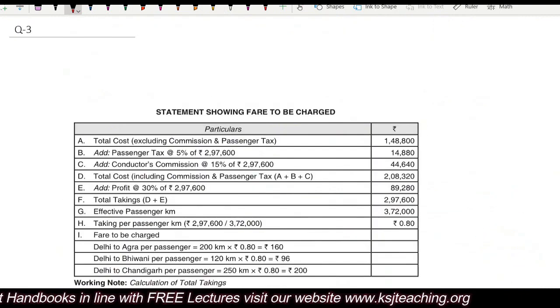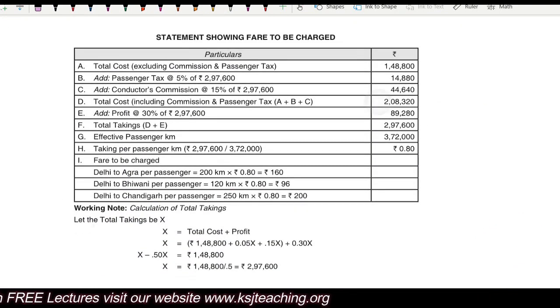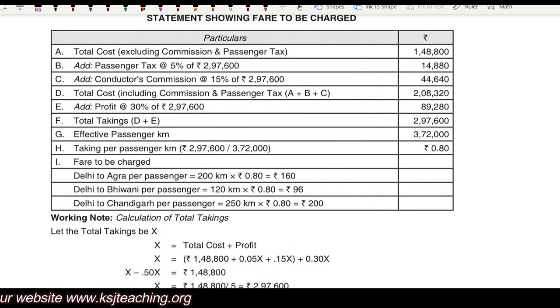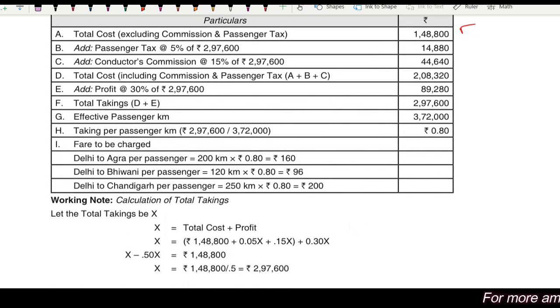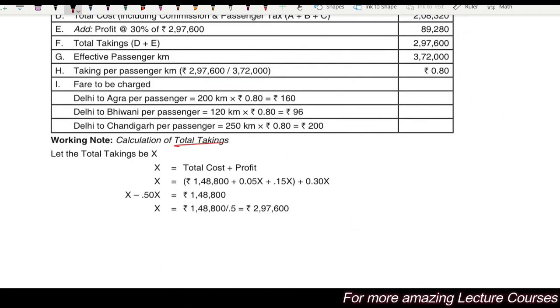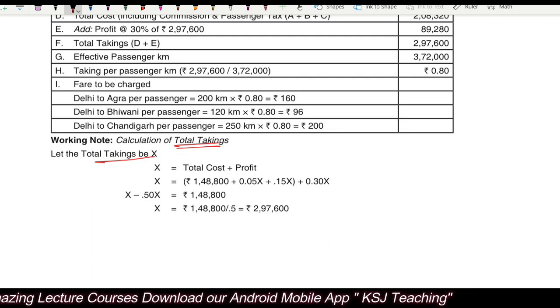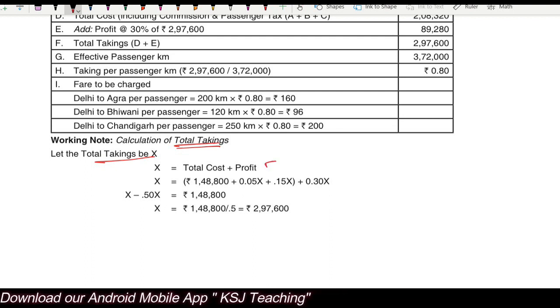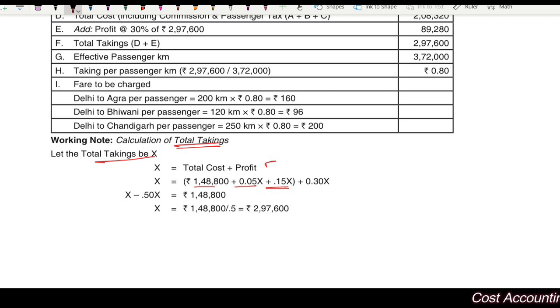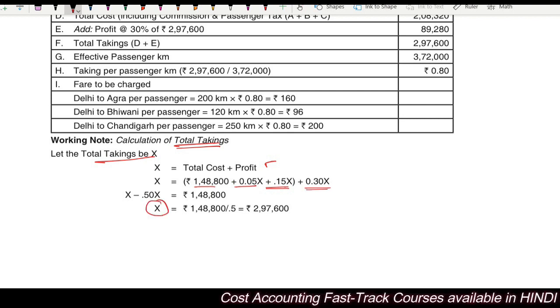Let's see. Now, total cost excluding the commission and passenger tax is 1,48,800, right? Calculation of total takings: let the total takings be X. As I told you, total takings means the sales value. X is equal to total cost plus profit. X is equal to 1,48,800 plus passenger tax plus conductor commission plus the profit 0.30x.